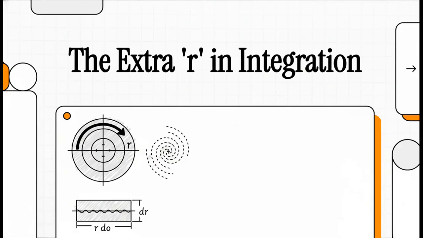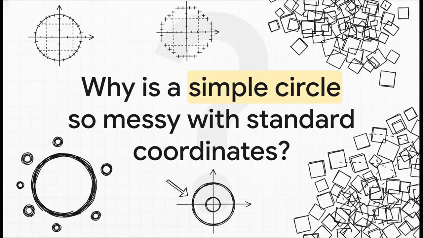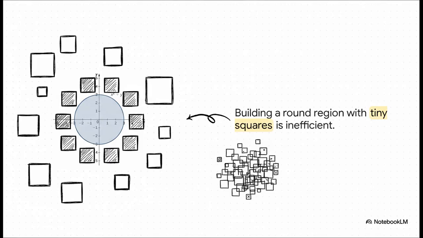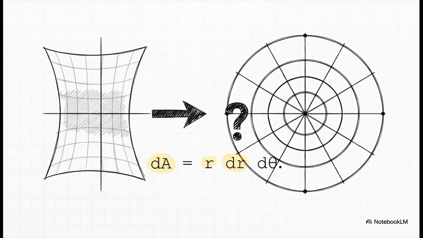All right, let's tackle a classic calculus mystery. Ever wonder where that extra r in integration comes from? I mean, a circle seems simple, right? But with regular xy coordinates, the math gets ugly fast. See, on a standard grid, we use tiny squares. It's like trying to build a perfect circle with Legos. So we switch to polar coordinates to make it fit better, and boom, this mysterious r just shows up.